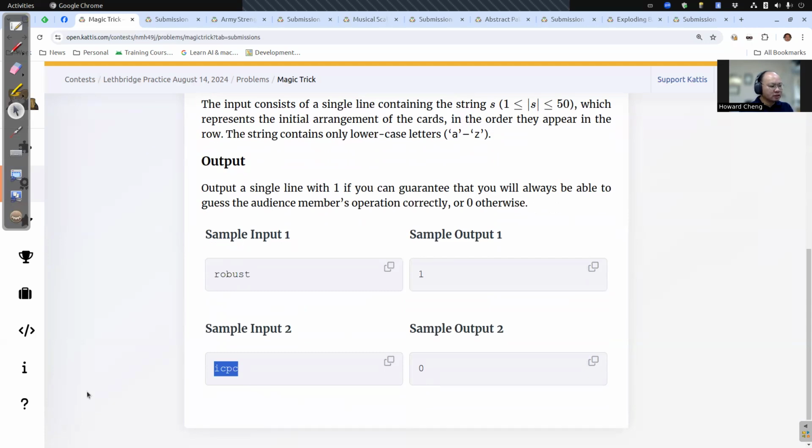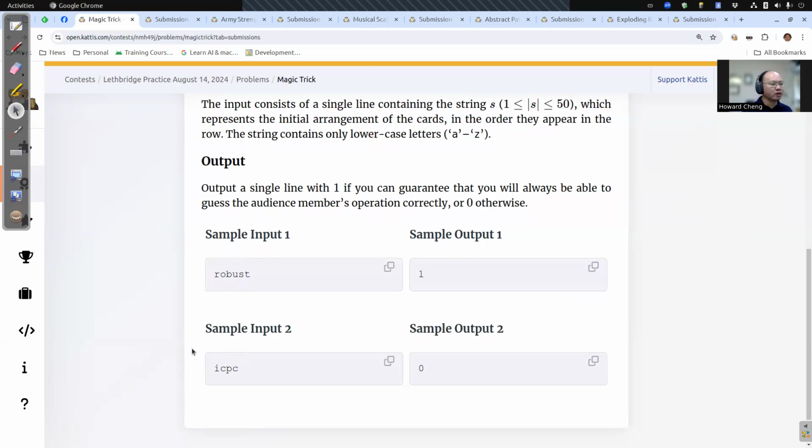apparently you can't. Now, if you think a little bit about this, you'll realize that the only time when you cannot figure out if somebody has done a swap is when there are two letters that are the same, because they could have taken those letters and swapped them and you wouldn't know if any changes have occurred. So it's a roundabout way of asking, are all the characters in this string unique?